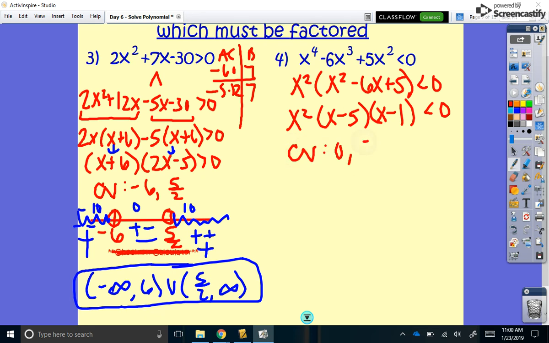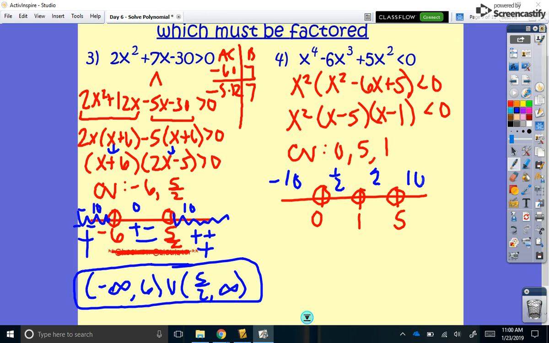Your critical values are 0, 5, and 1. Make sure you use open circles. Then I'm going to pick negative 10, 1/2, 2, and 10. And we're plugging in here. So if I plug in a negative 10 there, that's going to be positive. That will be negative and negative, which is positive. 1/2 will be positive, negative, negative, which is positive. 2 will be positive, negative, positive, negative. And 10 will be 3 positives, which is positive.